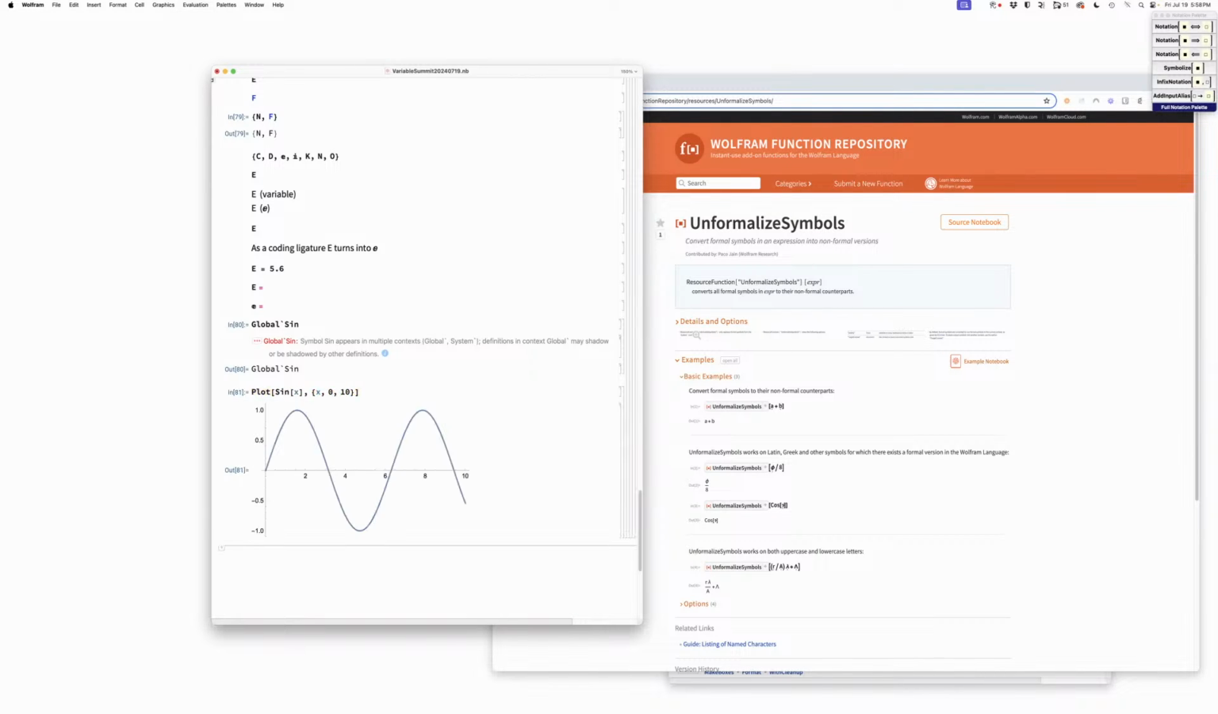Which one am I getting here? That one. Why didn't I get the global one? Because context path has system first. Is that true? Yes. Okay, but by the way, my point was that we have a mechanism by which the context is shown in parentheses next to the symbol.